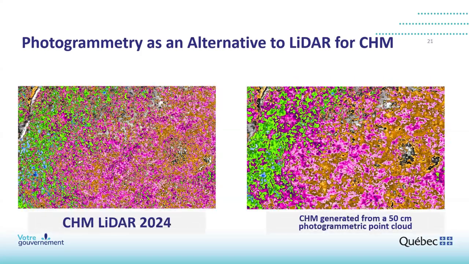This slide compares the LiDAR-based canopy height model with the canopy height model generated from a 50 centimeter photogrammetric point cloud. The general spatial patterns are very similar between the two products. We can see major forest structure, clearings, and height gradients. However, the photogrammetric canopy height model appears slightly noisier and less smooth compared to LiDAR.